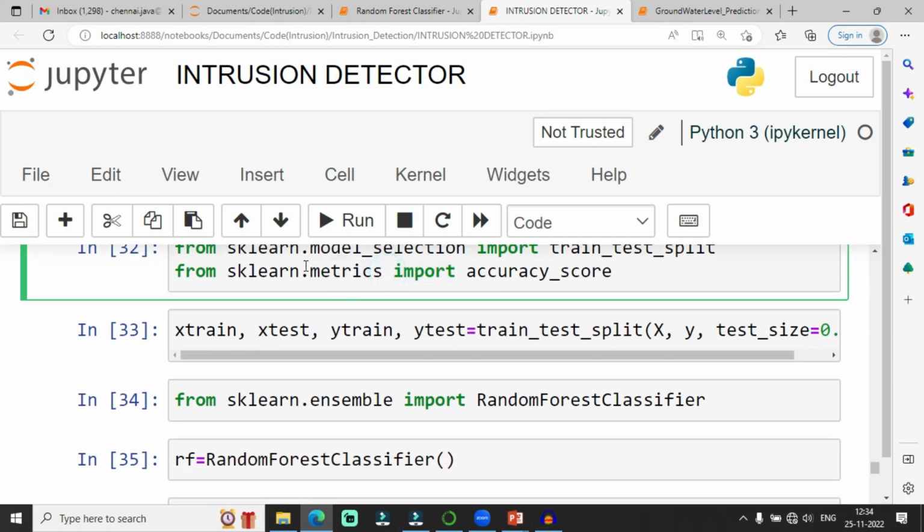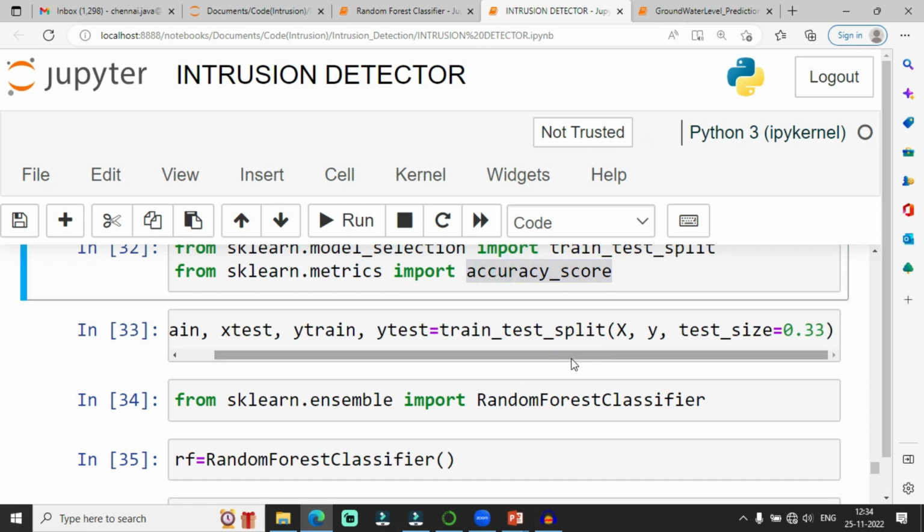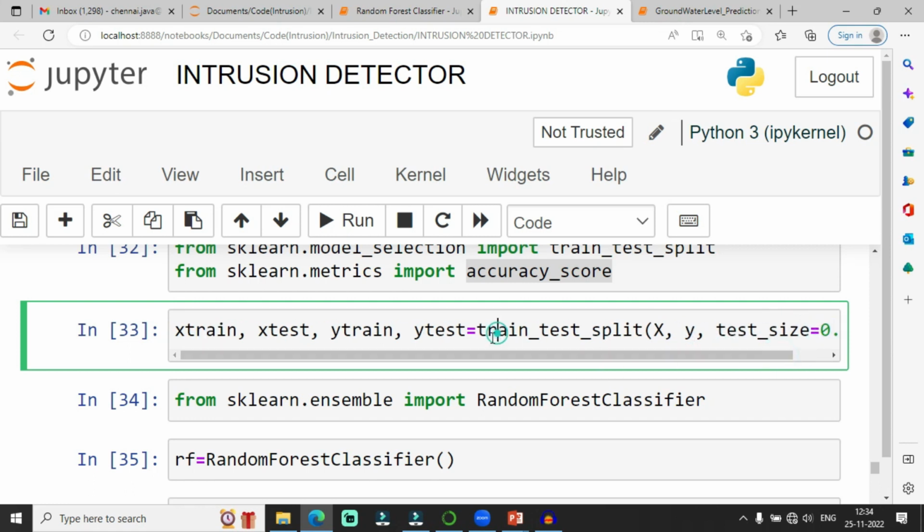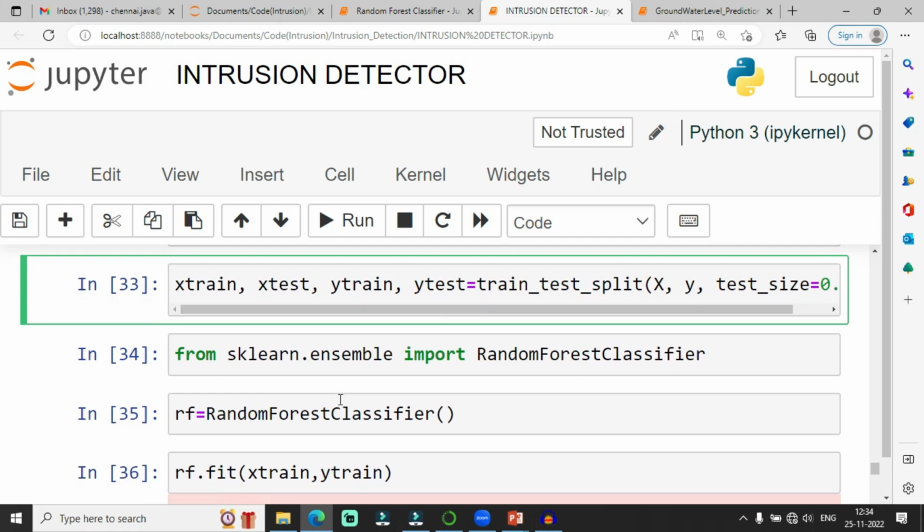From sklearn.metrics, I am importing accuracy_score. I am initializing this train_test_split module, and all these parameters, x value, y value, test size equal to 0.3, are given as parameters to my train_test_split module.